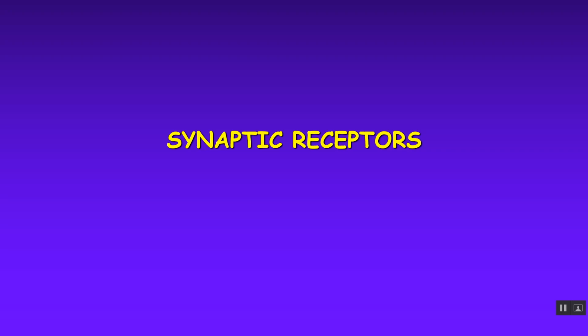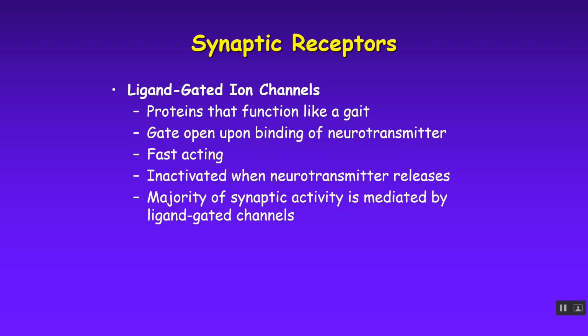Now we're going to talk specifically about the synaptic receptors that are binding the neurotransmitter. The vast majority of them are ligand-gated ion channels. That's what the synaptic receptors typically are, a ligand-gated ion channel that functions like a gate. The gate opens upon binding the neurotransmitter. It's pretty fast acting, binds for a millisecond or two, and then it releases. Once it releases, it inactivates. There may be a little delay, maybe another few milliseconds, when it finally closes.